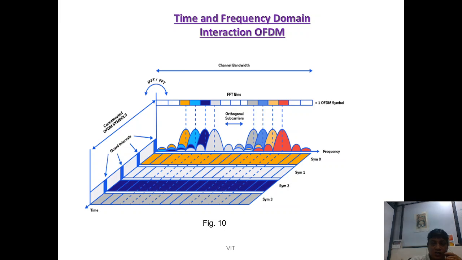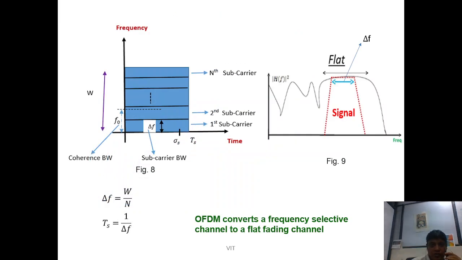So what you have to understand is the frequency and time domain interactions. Basically, in the frequency domain, we are placing the subcarriers at the frequency bands, then on top of that we are placing the data, then we do the IFFT and convert this frequency domain data into time domain data. That's why the IFFT is used here.